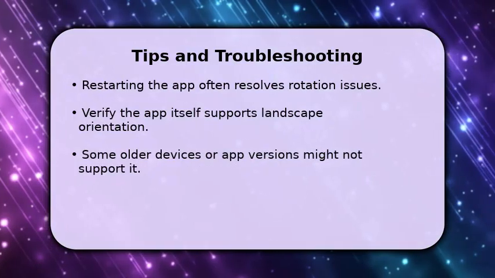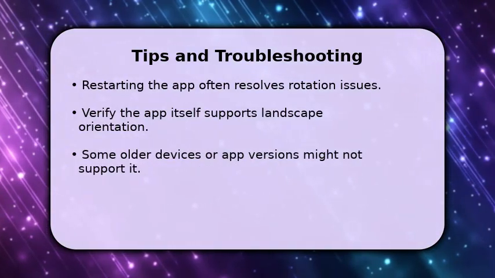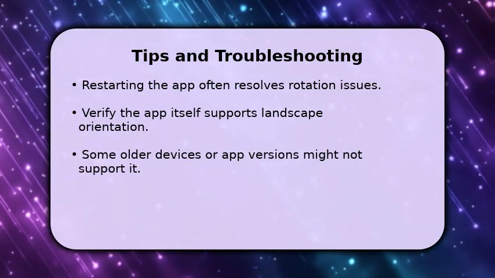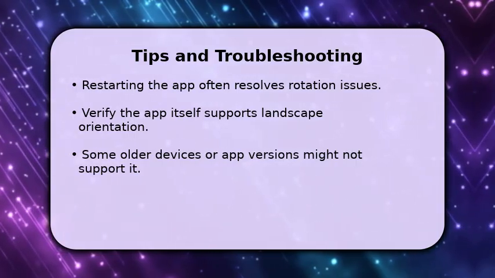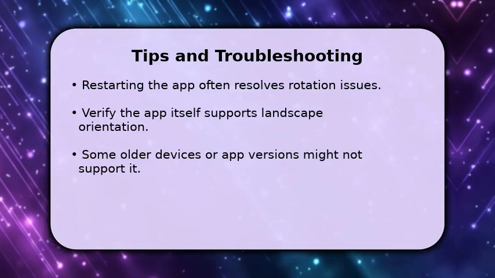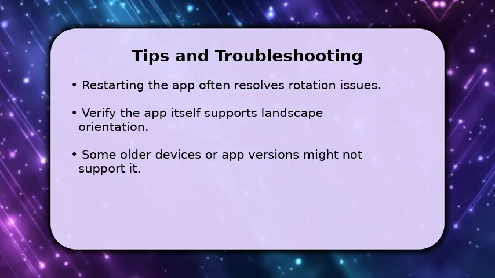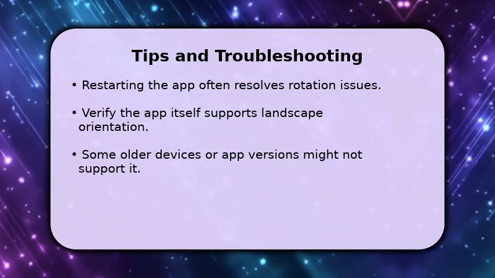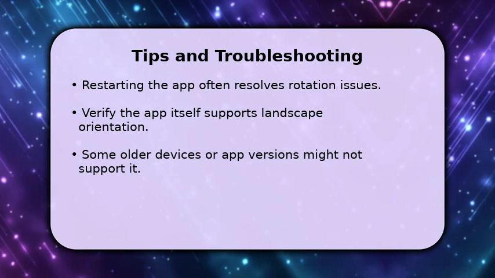If you are having trouble getting Candy Crush to rotate, here are some helpful tips. First, try closing the app completely and reopening it. Sometimes a simple restart can resolve minor glitches. Also, ensure that the Candy Crush app itself supports landscape mode. Most modern versions do, but it is worth checking.